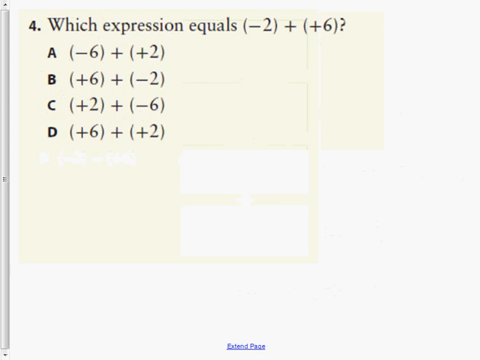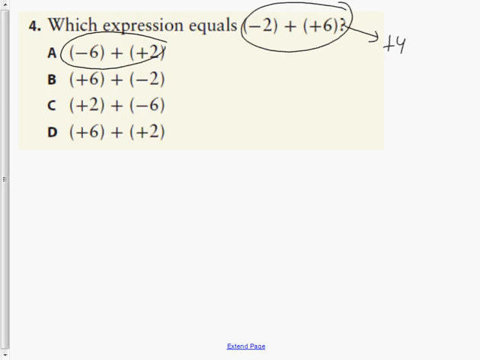Question 4. Which expression is the same value as negative 2 plus a positive 6? So the first thing is, what is the sum of those two? If you have 2 negatives and 6 positives, your answer would be positive 4. So really, I'm looking for which one of these has a positive 4 sum.